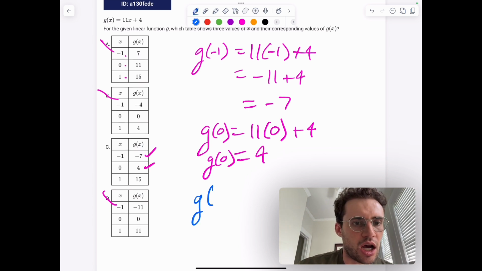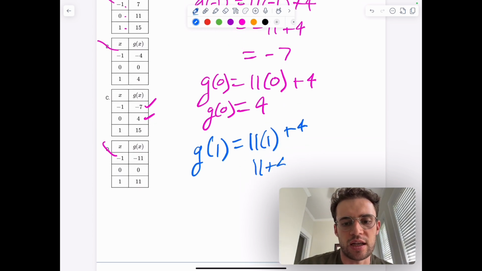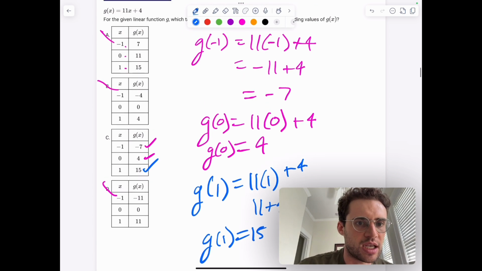And then g of 1 should be 11 times 1 plus 4. And that would be 11 plus 4, which is 15. So g of 1 should be 15. That also checks for C. That one is the only number that also appears for A. They have, when x is 1, it's 15, but the other two are incorrect.